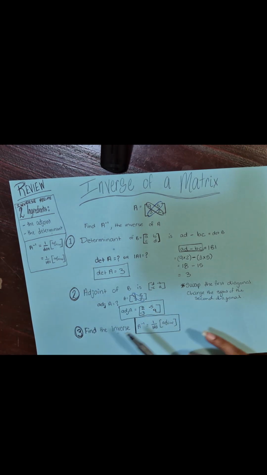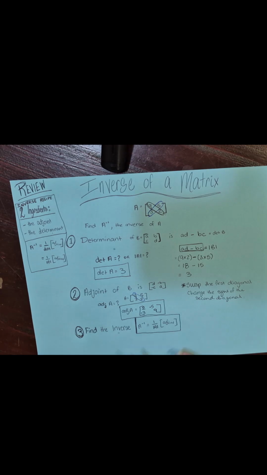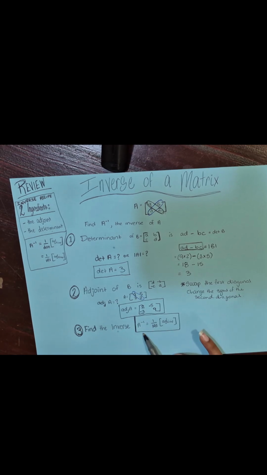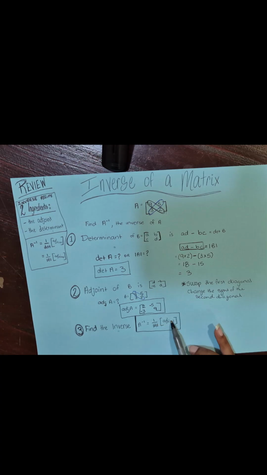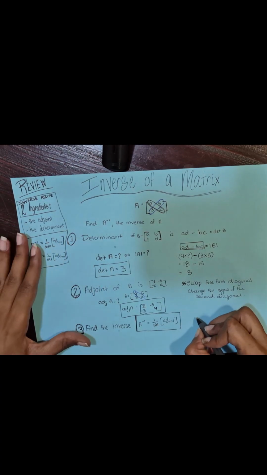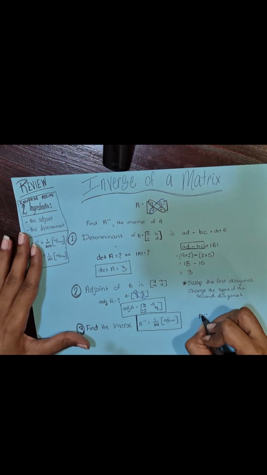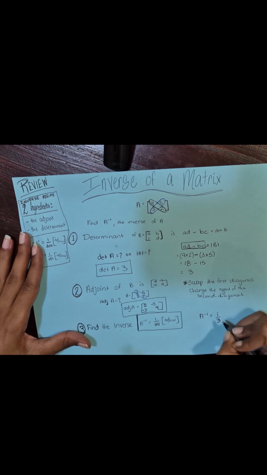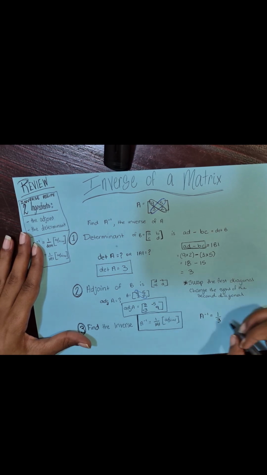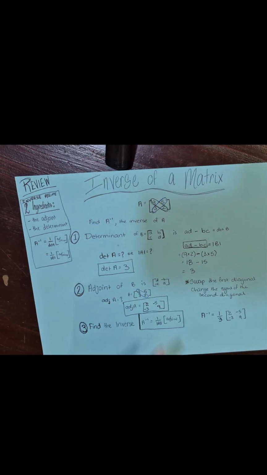Finally, now that we have the 2 ingredients, the determinant is 3 and the adjoint is [2, -5; -3, 9], we can find the inverse. The inverse of a matrix is 1 over the determinant times the adjoint. Our determinant is 3. To find the inverse of A, we have to do 1 over 3, because that's 1 over the determinant, times our adjoint, which is 2, 9, because those swap places, and -5 and -3, because those change the sign.